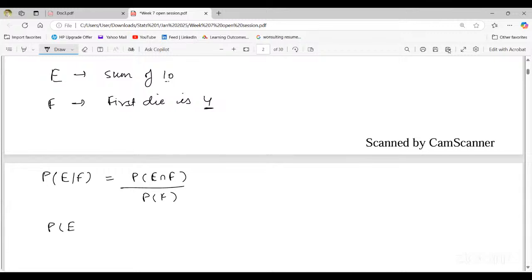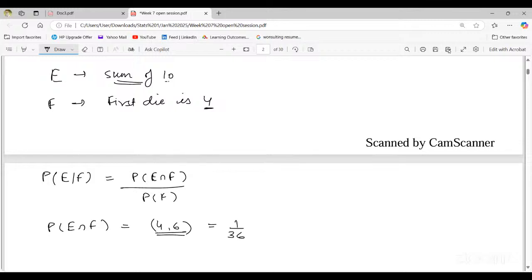So probability of E intersection F. That means my first die is 4, and E is that the sum should be 10. So what are my cases? There is only one case, 4 comma 6. So what is the probability of 4 comma 6? It would be equal to 1 by 36.